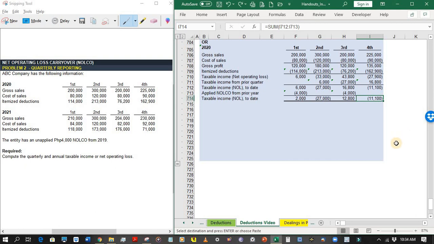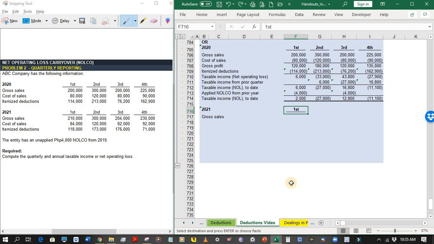So now let us proceed to 2021. So for 2021, we will use the same format. So for first quarter, we have 210,000. Cost of sale is 84. So we have a gross profit of 126. So deduct the itemized deduction, we have a taxable income of 8,000 pesos.